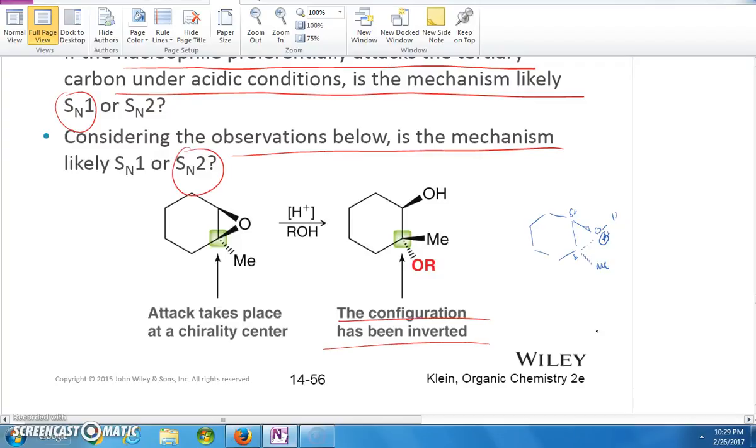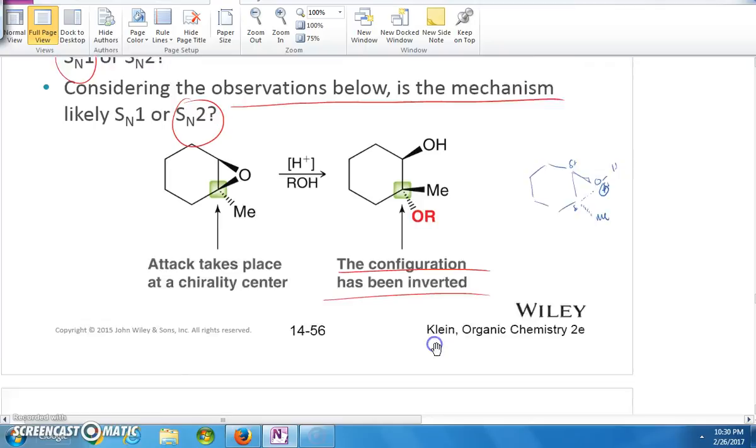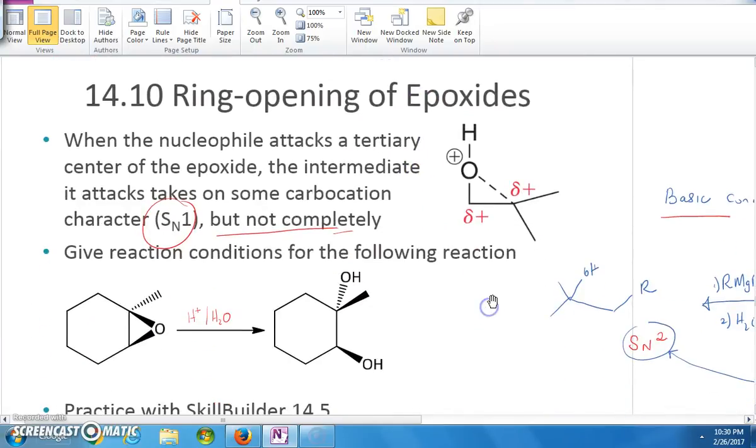Now that's only if you have a tertiary carbon and the reaction is promoted by acid. If the carbon was secondary, the nucleophile will go to the less hindered carbon. But in the case that it's tertiary, the nucleophile goes to the tertiary carbon. But this is only when the reaction is acid promoted.